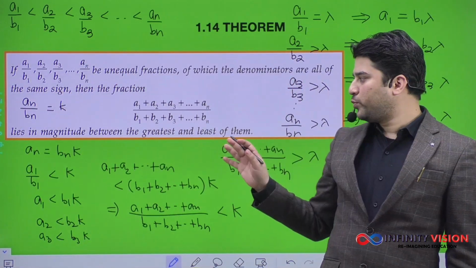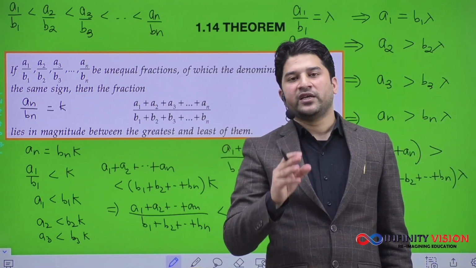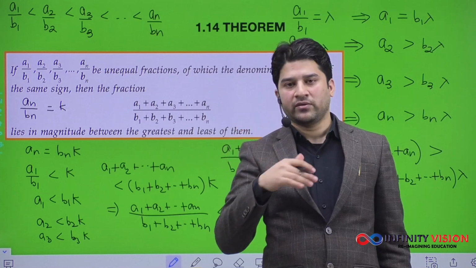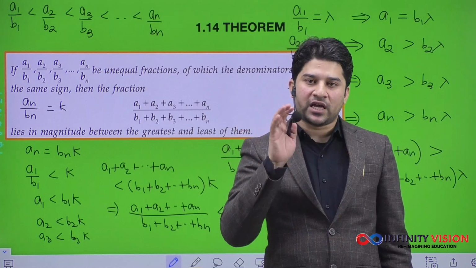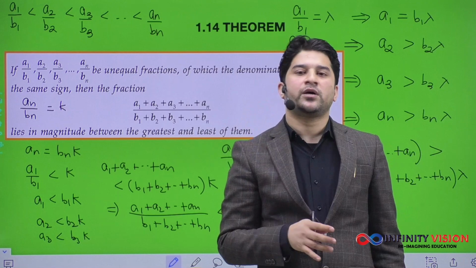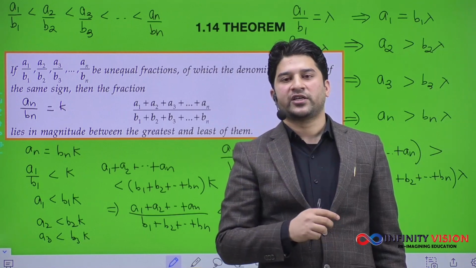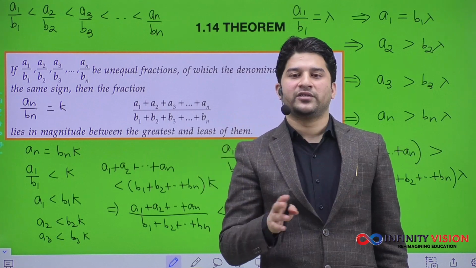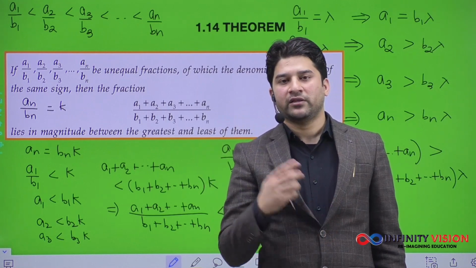So yes, we have proved successfully that if you have n fractions of the same sign, then the sum of numerators upon sum of denominators, the magnitude of this fraction, would always lie between the least and the largest fraction available in the group.